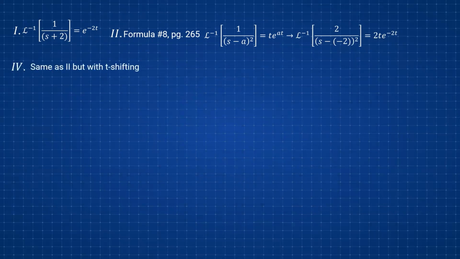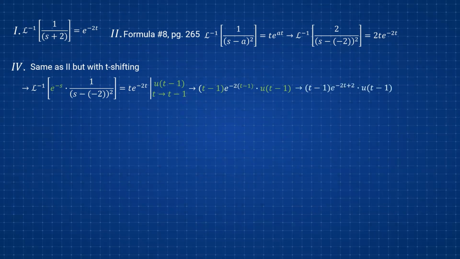You can see that term number 4 is exactly the same. It has the same denominator, but on the top, it has an exponential. So that will result in a t-shifting. So if I see that, once again, we factor out the exponential, we get the same, and the Laplace transform of it will be t e to negative 2t times the unit step function and the t-shift. So wherever you know the values, let's put it in, and this is what we get: t minus 1 times e to the negative 2t plus 2 times u of t minus 1. And once again, you can see that the negative 2 was distributed times t minus 1.